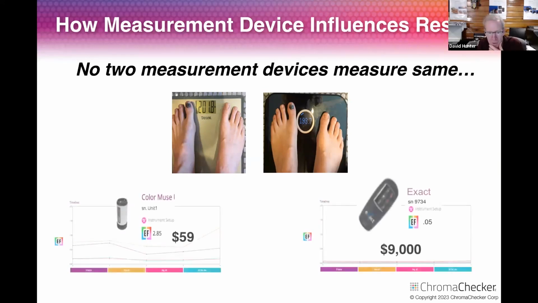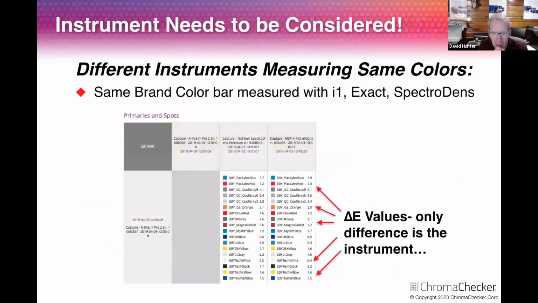And the same goes with measurement devices, in that you can buy a measurement device for $59 and it has a certain E factor, which tells you the accuracy and precision of the instrument. And you can see the Color Muse is $59. It's a 2.85 E factor, whereas an Exact at about $9,000 is a 0.05 E factor. So again, you get what you pay for when you're looking at these variables that affect measurements.